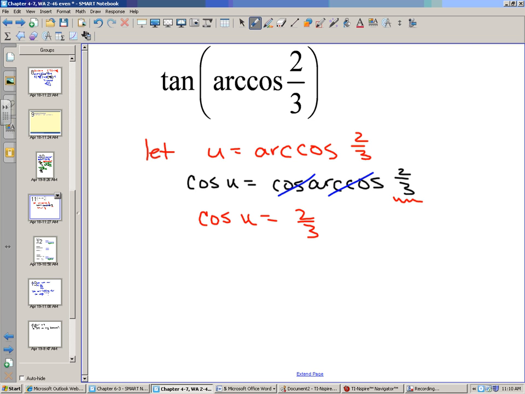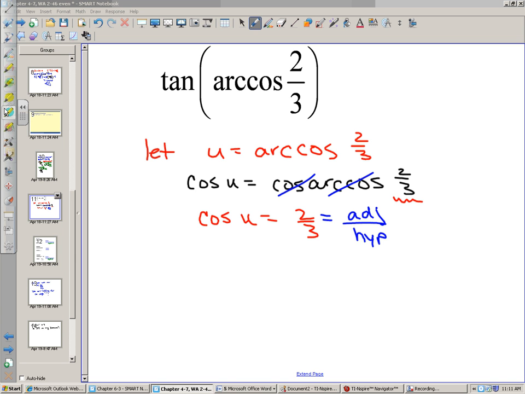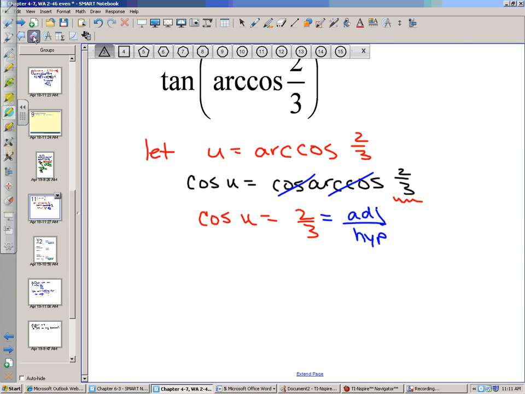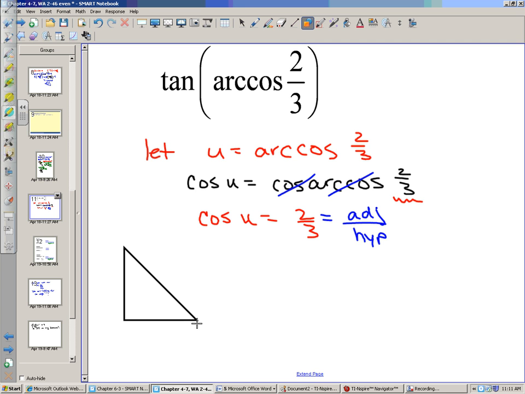to 2/3. What does cosine mean in a triangle? Cosine means adjacent over hypotenuse. Do we see that, yes or no? So at this point, you can go right ahead and make your lovely little triangle. So I make my triangle. Okay? I'm going to put u right here.